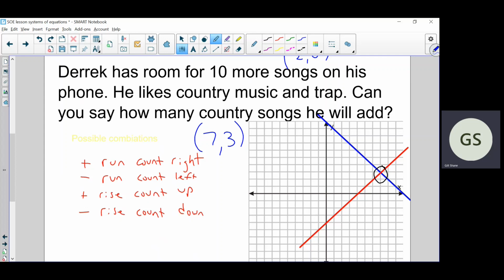Wait, so we write down where they cross? Yes, the x and the y value where they cross. That's your final answer. If they don't cross, then you might write no solution. If one line's right on top of the other, then you write infinite solutions.